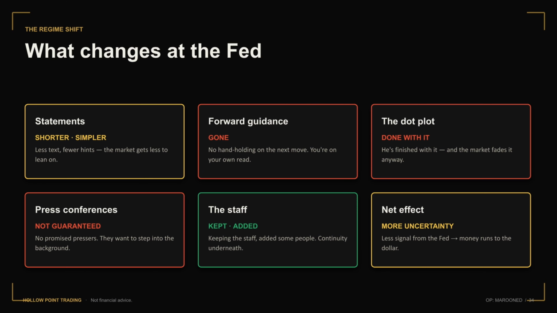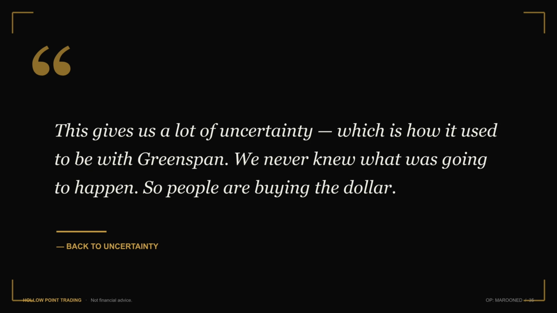What specifically changes at the Federal Reserve? Guidance is gone, and the dot plot is being disregarded. Press conferences are no longer guaranteed as they move toward a more background role, despite maintaining and adding staff. As noted, this shift creates uncertainty, reminiscent of the Greenspan era. Because we no longer have clear signals, market participants are buying the dollar, essentially trading the uncertainty.